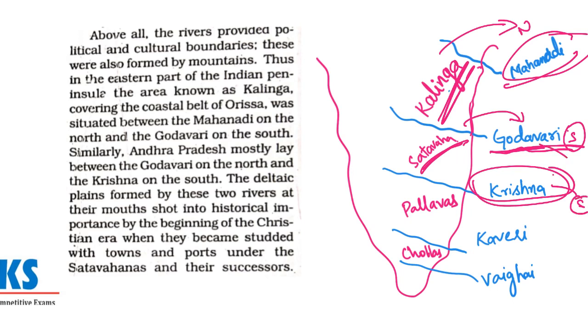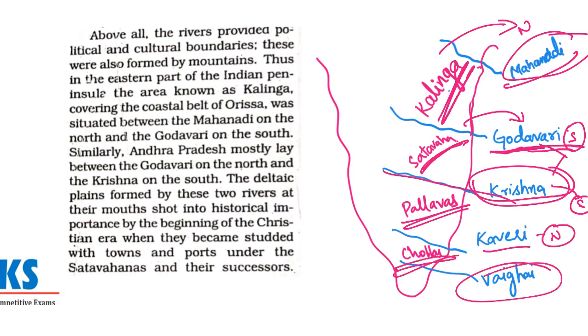So this two confluence has come into the history very importantly just in the beginning of the Christian era, right? Now coming to the Tamil Nadu, we can see Krishna river which was forming as a northern boundary, and the Kaveri was a southern boundary to the kingdom of Pallavas, right? In the same way Kaveri was forming as a northern boundary to the Chola kingdom, and Vaigai was a southern boundary to the Chola kingdom.